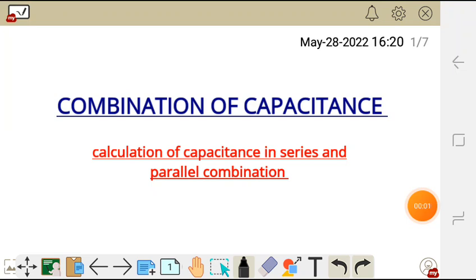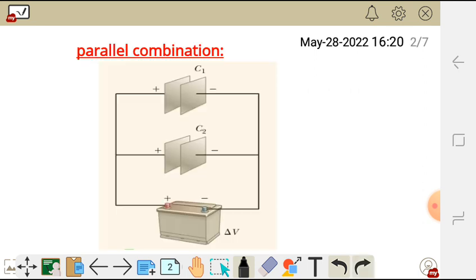Hello there. In this video I'm going to talk about combination of capacitance, and thereafter I'm going to look at the calculation of capacitors in series and in parallel combination. So to start with, let's first discuss parallel combination.